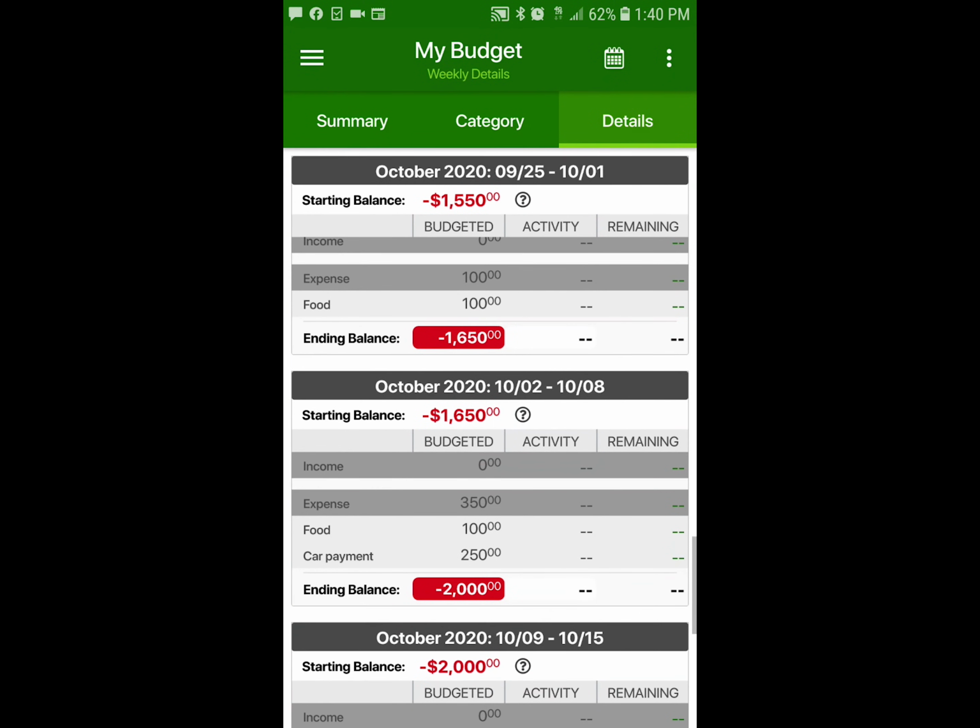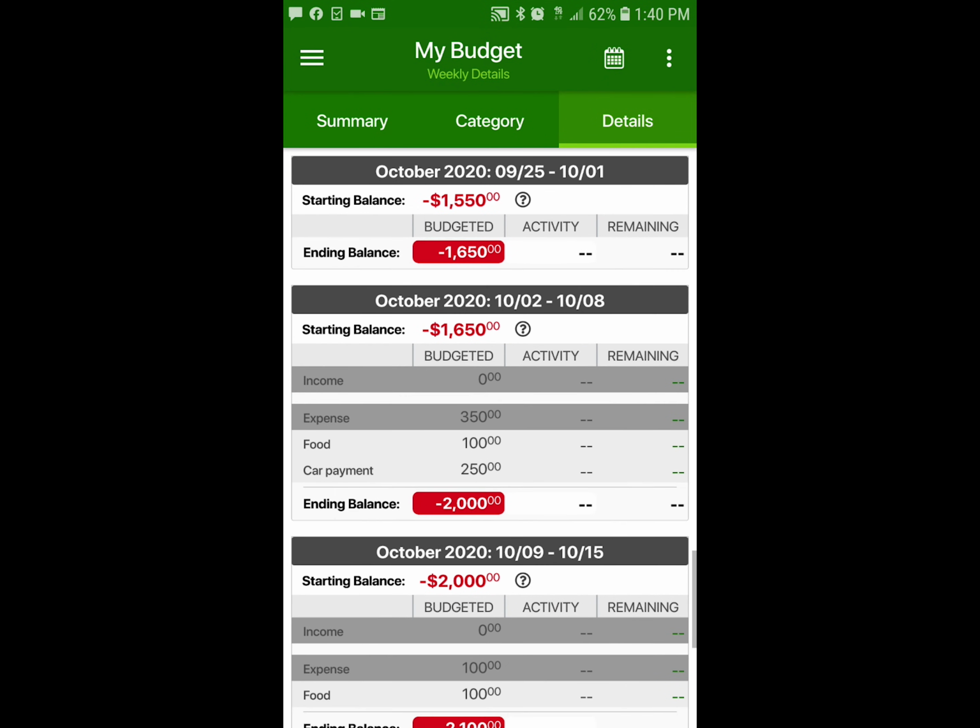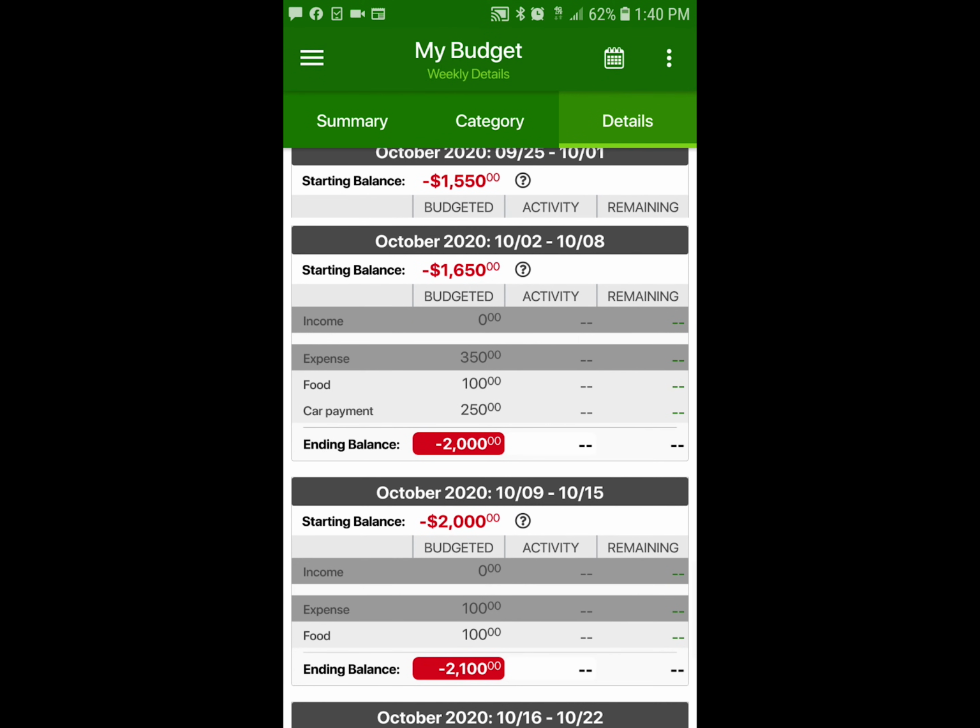And then there's the car payment again. So from there to then, we've had the car payment, we've had the food every week, we've had the car payment 2-3 times, and we had Mom's birthday come up. So that's how you read down the budget screen.